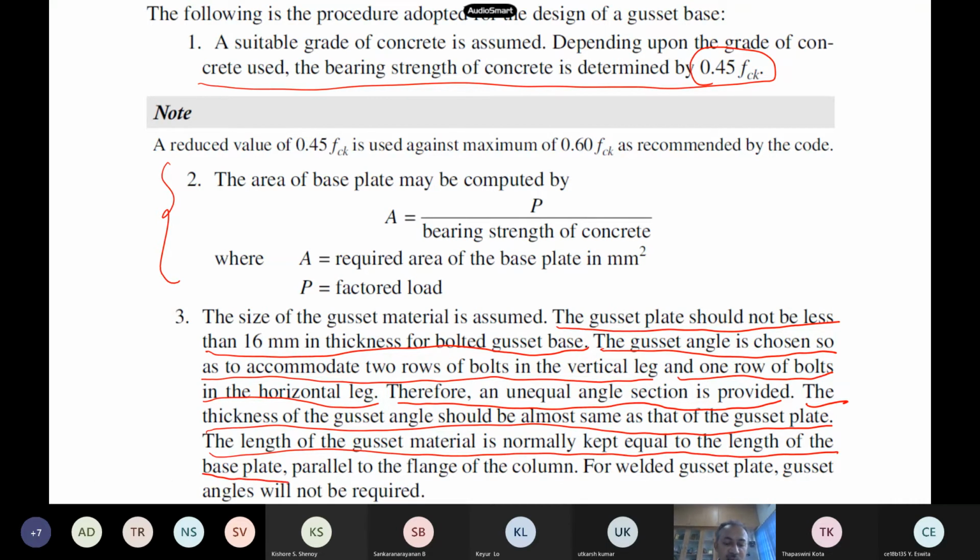Okay, parallel to the flange of the column. And for welded gusset plates, gusset angles will not be required actually. Because welding only will take all this, there are no bolts required. So angle sections are not required actually. So these are the guidelines.